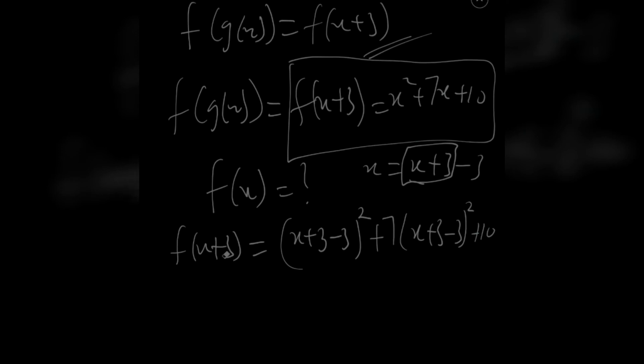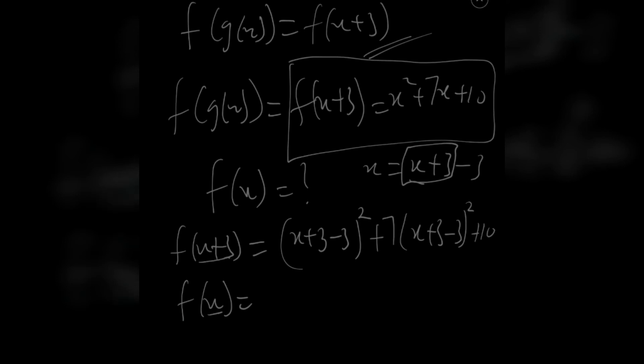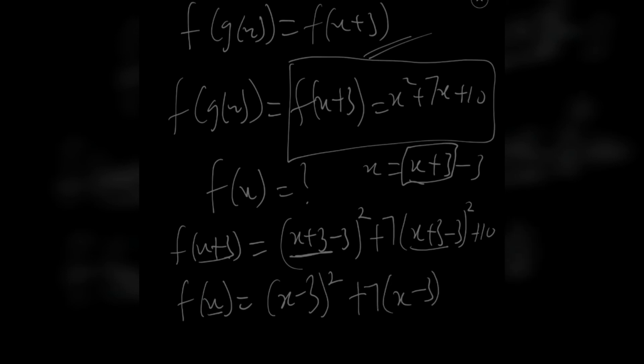Alright, so that means f of x, comparing this, here is x plus 3, here is x. So if you want to find f of x, just replace the x plus 3 with an x, that's all. So we get x minus 3 all squared plus 7 times x minus 3. There's no square here. I quite remember in my previous video I indicated a square here, but there's no square there.